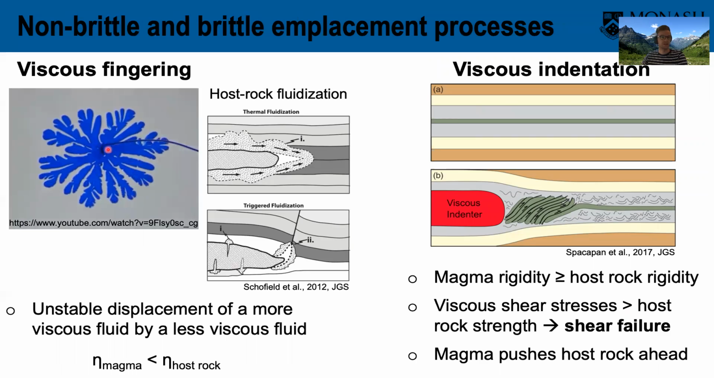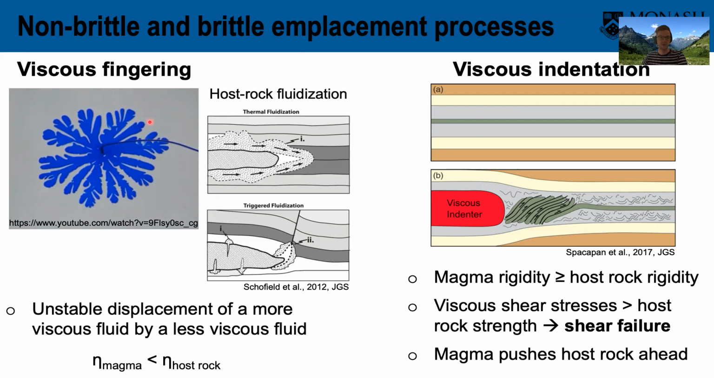But in a geological context, host rock fluidization can lead to this instability, because when we have host rock fluidization, there is a contact between a relatively low viscosity magma and a higher viscosity fluidized host rock, which then may become unstable to form these elongate finger intrusions.